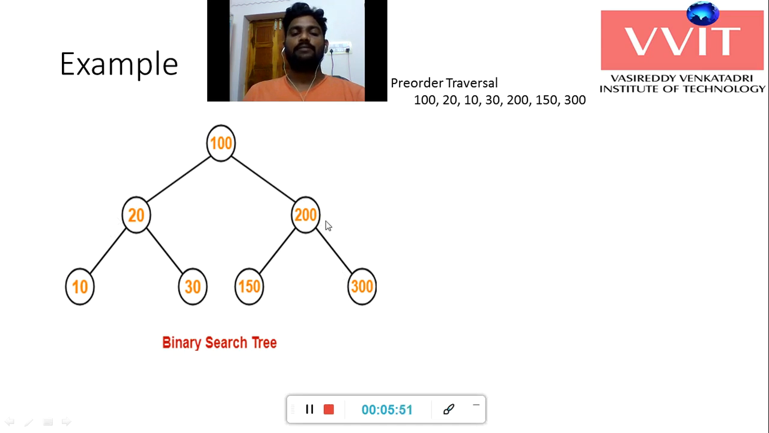In that right subtree of the root node, 200 will act as the root node. Once the root is visited, then move to the left subtree, which is 150, and the right subtree, which is 300. These are the pre-order traversal techniques. Next one is the in-order traversal technique.